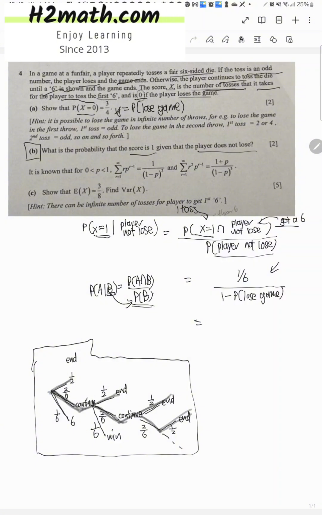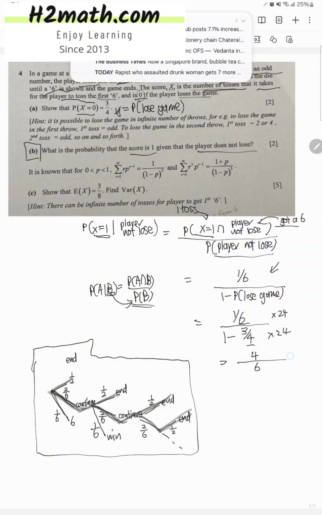So to get the 6 in 1 toss, the probability is 1 over 6. So it's equal to 1 over 6 over 1 minus the probability of losing the game, which is 3/4. So that will be the answer to part B. I can simplify by multiplying by 24, the lowest common multiple of 6 and 4. 24 divided by 6 is 4. 24 minus 6 times 3, 24 minus 18, so it's 6. So we have 2/3.